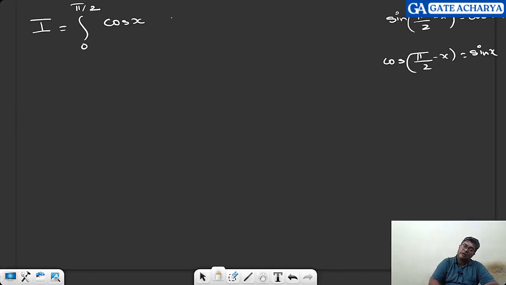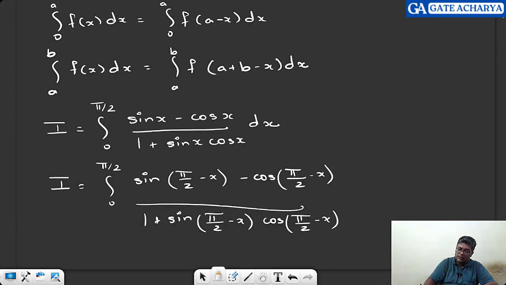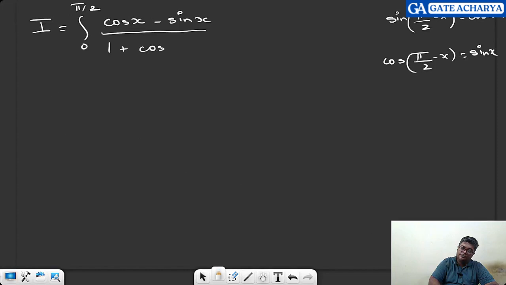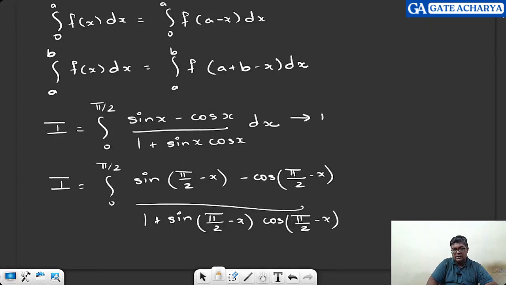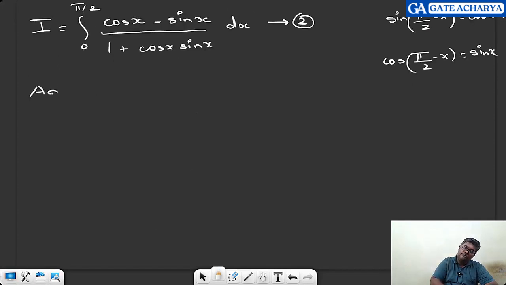The first function will become cos x minus sin x, divided by 1 plus, what is that? cos x into sin x. Okay. Now you might be asking what is the importance of this. Let us say this is equation number 2 and the starting one is equation number 1. Now what I'm doing is adding 1 and 2.